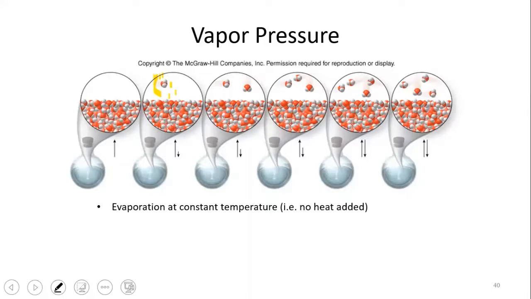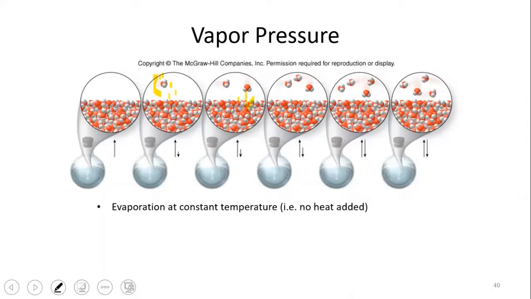Remember, when we're talking about a substance where it has two physical states next to each other, we call them phases. So we call them the liquid phase and the vapor phase, right? Now, as the process continues, every now and then, some of these molecules will come back and collide with the surface of the liquid.